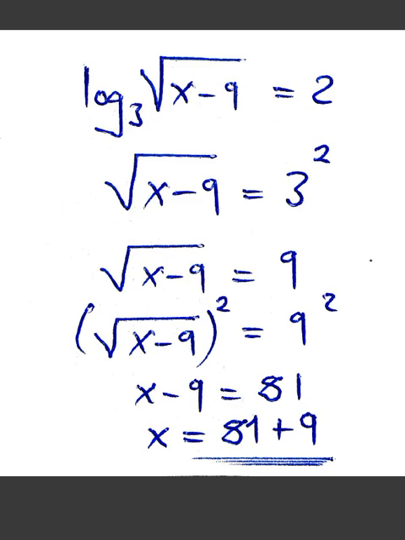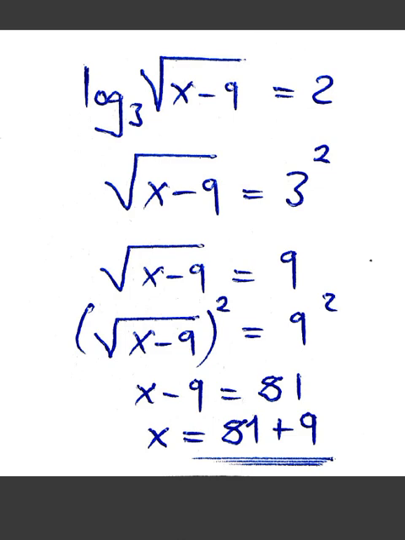We have another example. All right. So the logarithm of the square root of x minus 9 to the base 3 equal to 2. The question then is, find the value of x. It looks complicated, but basically there's nothing difficult here. Again, just express it back to the exponential form of it.